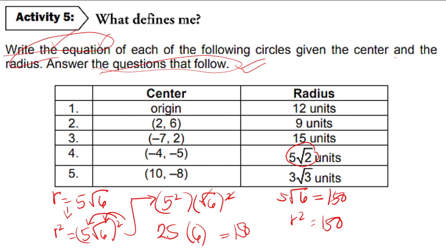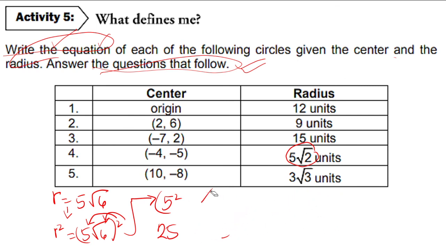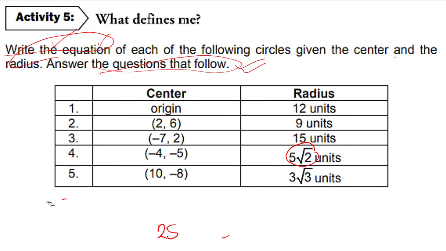Okay na? So, ganun atakihin talaga. Ganun i-process yung 5 square root of 2 at saka 3 square root of 3. So, that's it. Pakisagutan yung items 1, 2, 3, 4, 5. Katulad siya nung na-discuss natin kung paano siya sasagutan. Write the equation tapos answer the questions that follow.